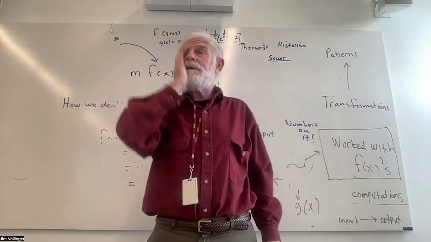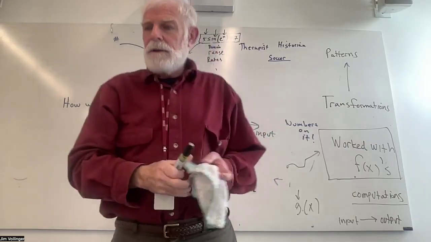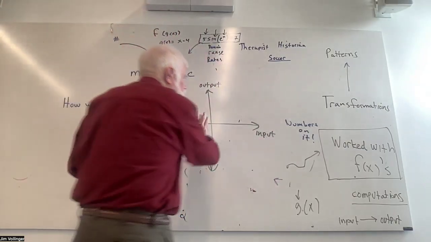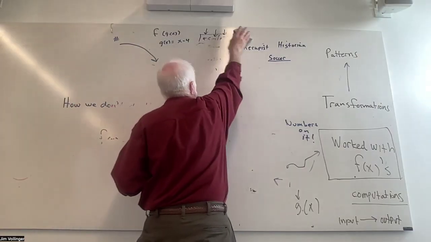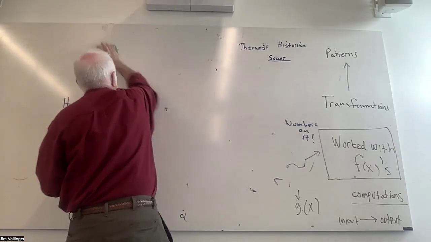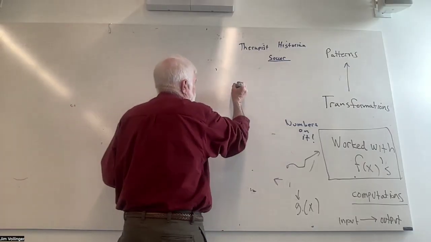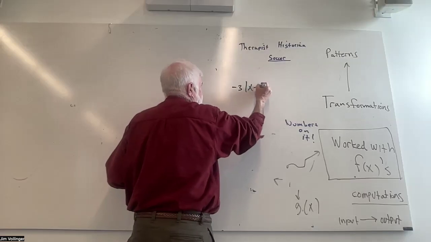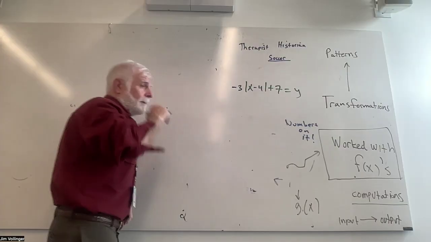So I'll do, let me see, maybe three absolute value problems right now, just for those students who still have not figured out how to write these as piecewise functions, so on and so forth. Solving. So let's just take a random one: -3 times the absolute value of x minus 4, plus 7. Let's call that our function.